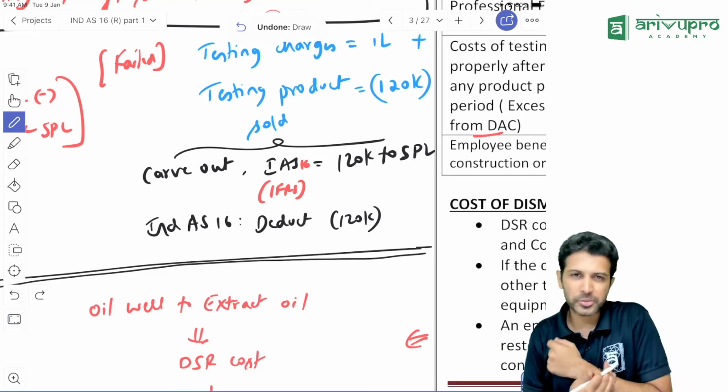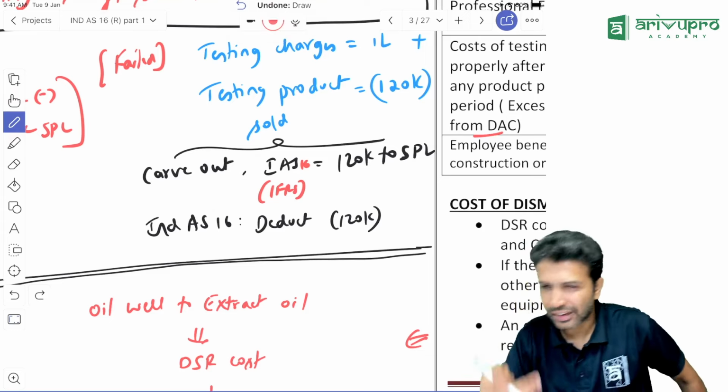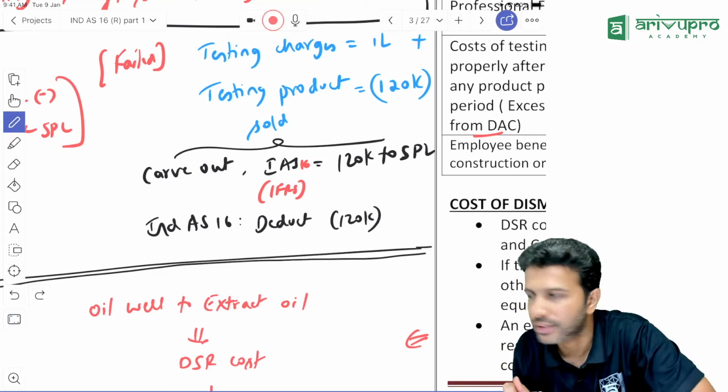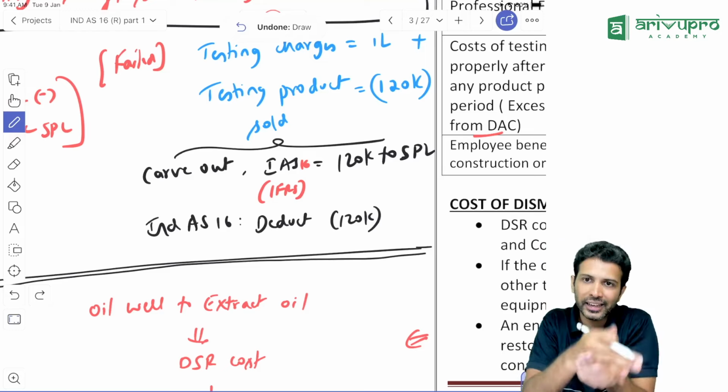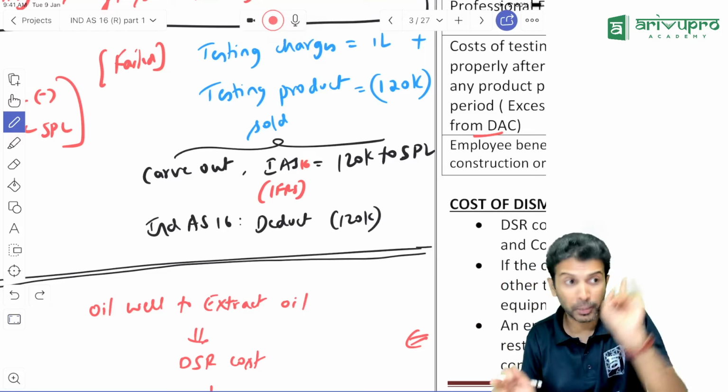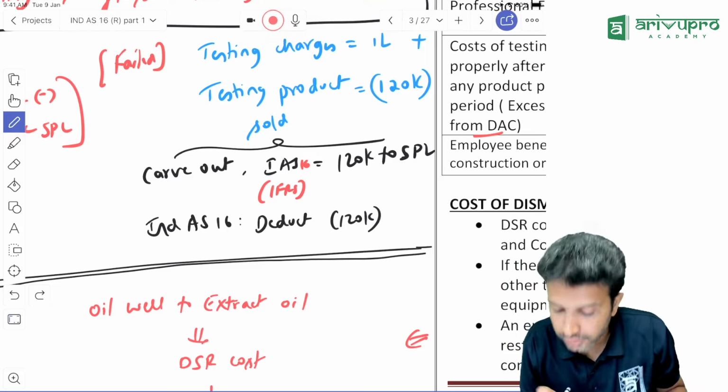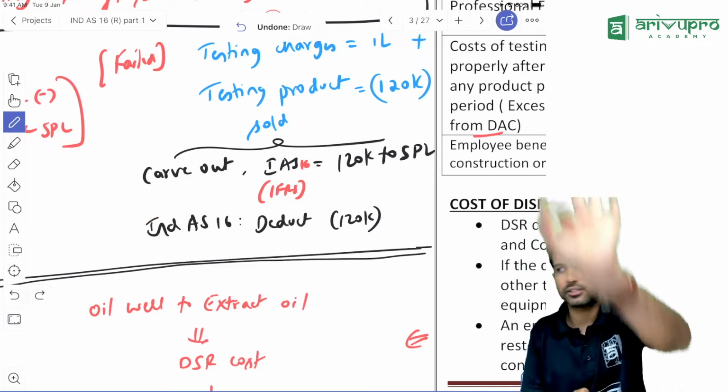As and when I do the respective standards, some of them I'll call out. Not that they are very important, but just saying it for your reference. Done? Carve out means what again? Differences between Ind AS and IFRS. But for examination, you will always follow what, sir? Ind AS 16 treatment only.